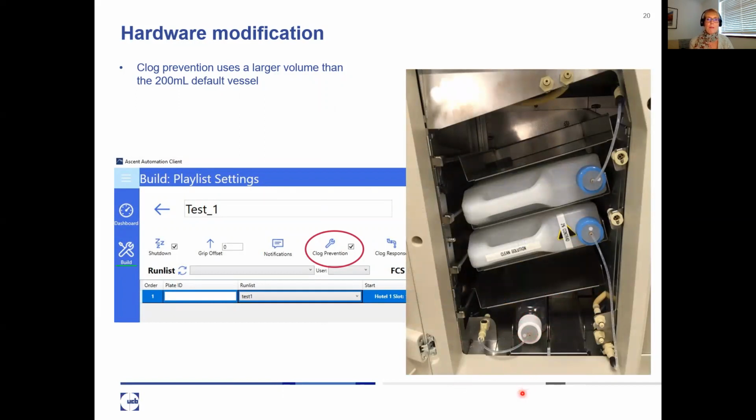So Bio-Rad came up with a solution for us, which was this 4-litre container here. And this was particularly beneficial when running cell screening assays, as the potential for clogs is greater. And so being able to deploy this clog prevention, which I'll cover a little bit more in a minute, was a real asset.